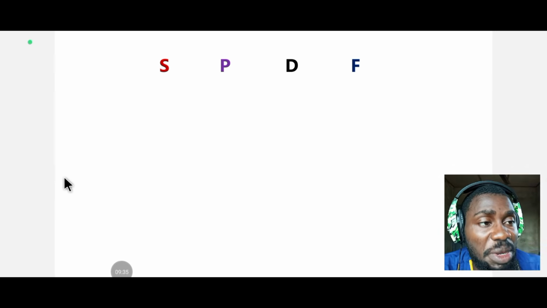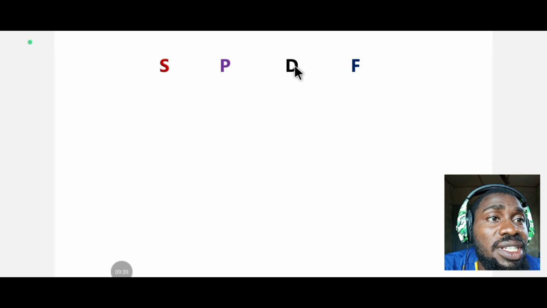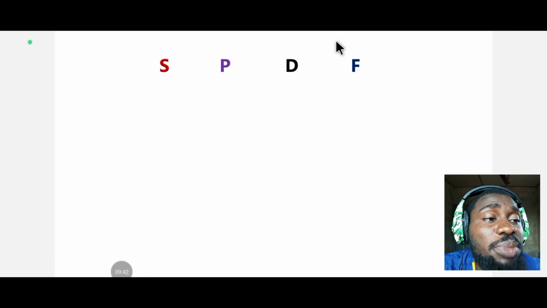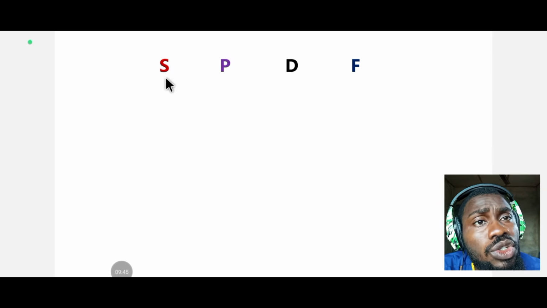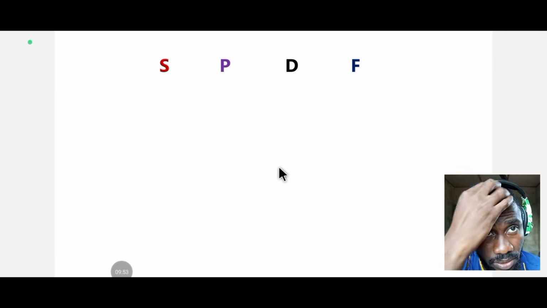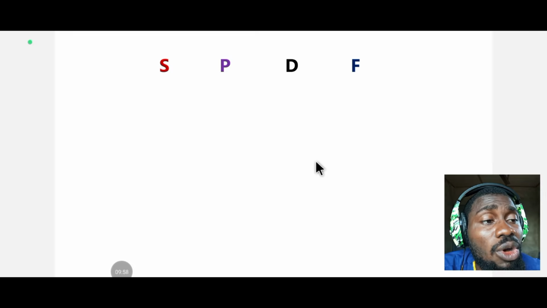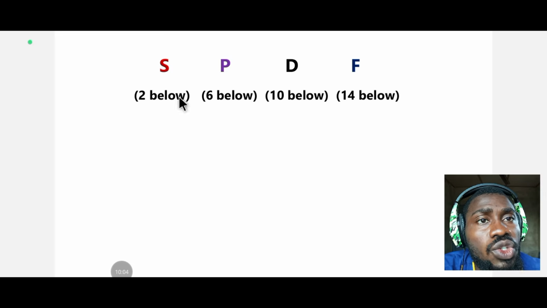Let's illustrate what we have just learned. The first, remember what you have to do first? You write SPDF, giving space atop the page, on top of the page where you want to draw the diagram. Okay, let's move to the next. The second is putting the maximum number of electrons that each of these orbitals can accommodate. Put it under. So we just placed it here.